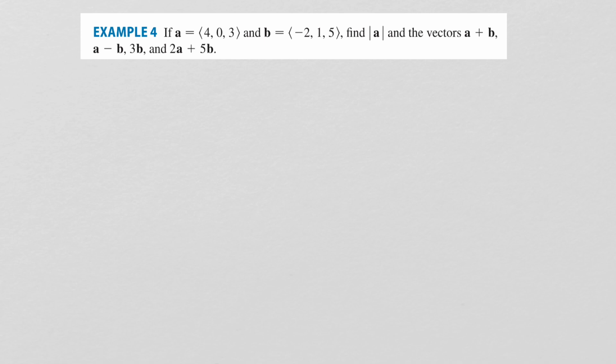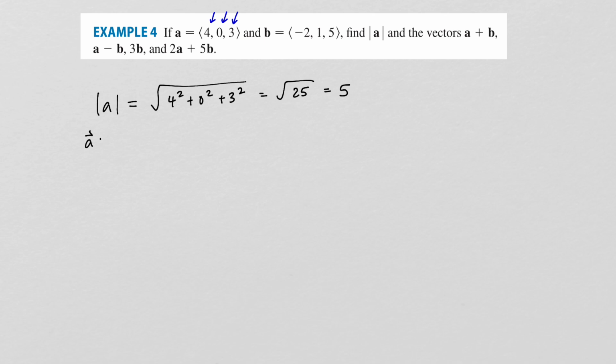So to find the magnitude of vector A, we simply take the square root of the sum of the squares of the components of A. So it's 4 squared plus 0 squared plus 3 squared. And this is the square root of 25, which is 5.